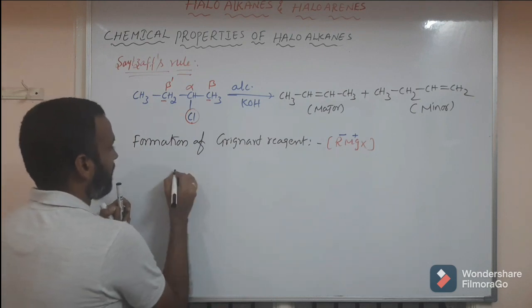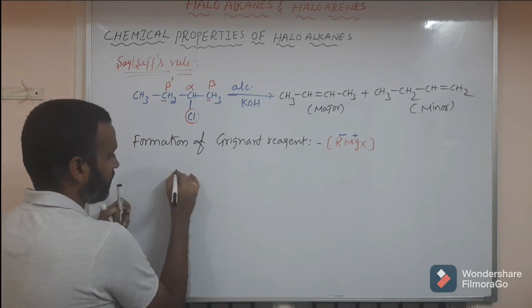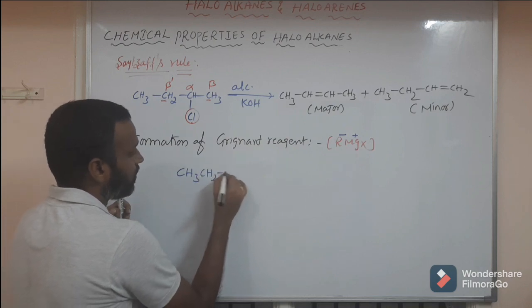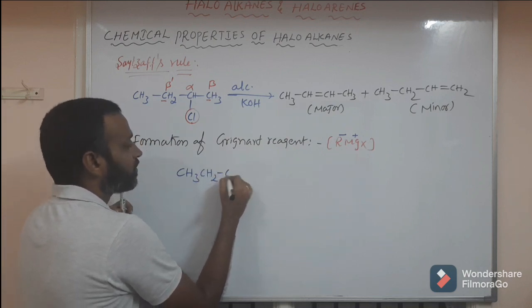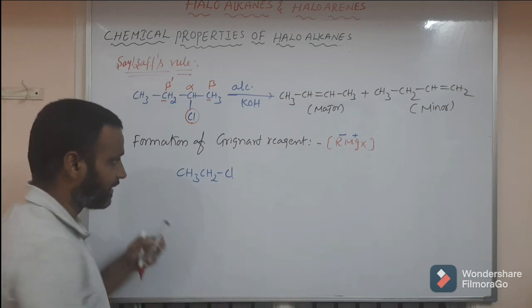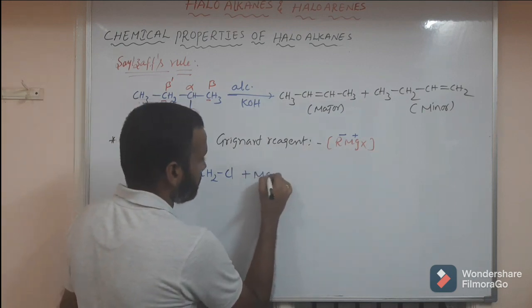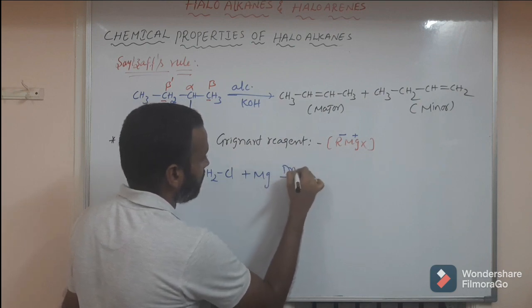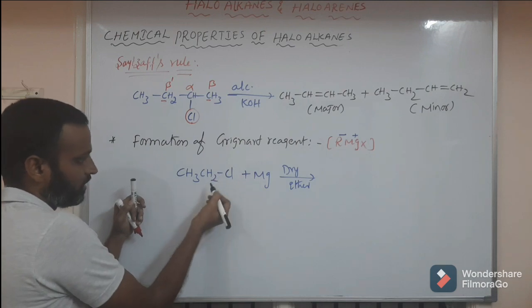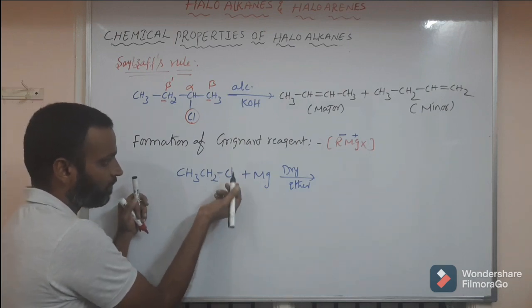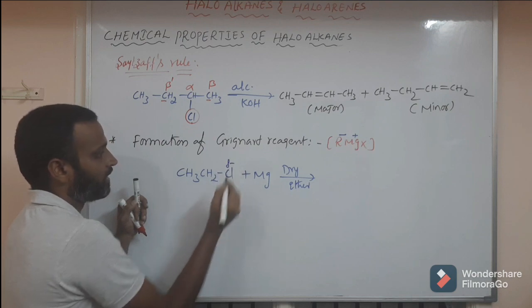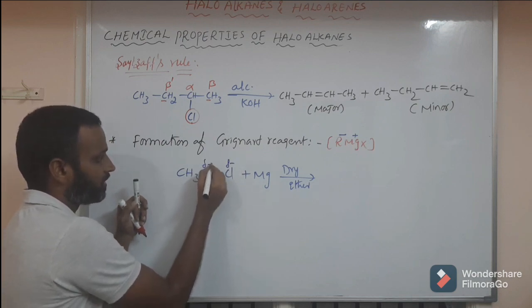Okay. So how do you have this particular formation of Grignard reagent? Suppose I am taking CH3CH2X, where X is halogen, right? Chlorine, bromine, iodine, like that. So when I am using magnesium in the presence of dry ether, what happens between these two? Of course, it already has partial charges. This has what charge? Delta minus. This has what charge? Delta plus.